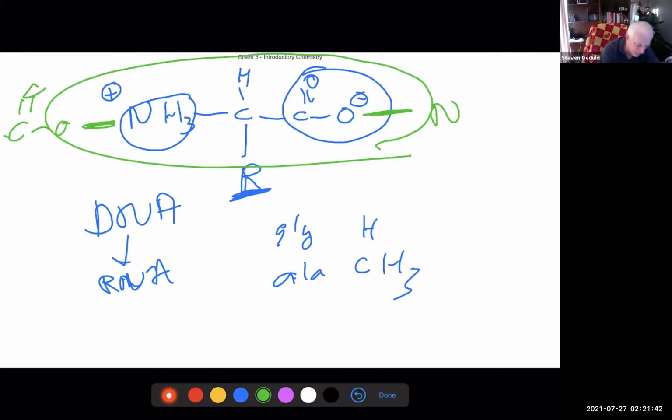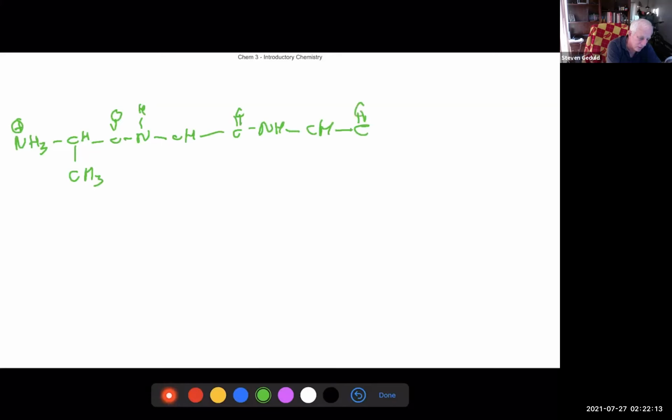Let's do an example here. Let's say we had NH3 as a positive charge, CH, and we have a CH3 coming down here. And then we got our CO bonded to NH, bonded to CH, bonded to CO, NH, bonded to CH, bonded to COO minus.